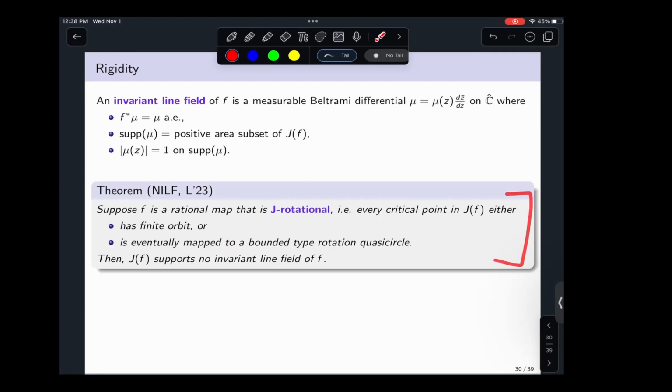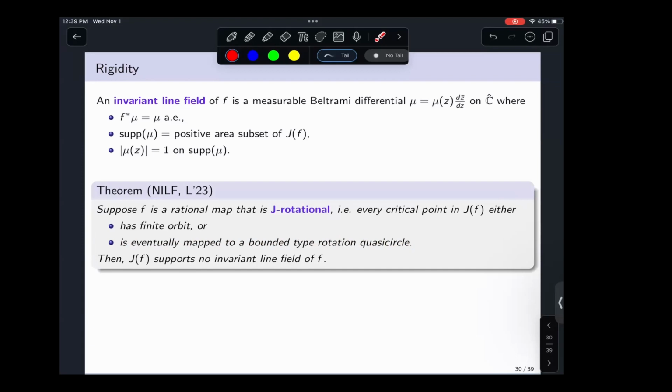Under these assumptions, then I can say for sure that the Julia set does not support any invariant line fields. Of course, the map that we have earlier satisfies the following assumption. It's definitely de-rotational. And this is also more general in the sense that if this assumption does not occur at all, if every critical point has finite orbit, it already has a name. We usually call this geometrically finite. So this theorem is a bit of a generalization of that.